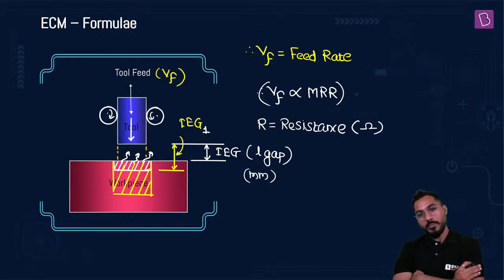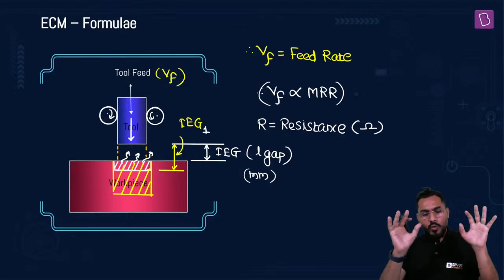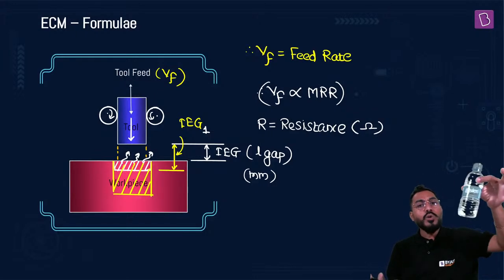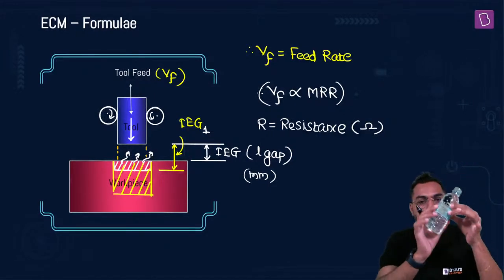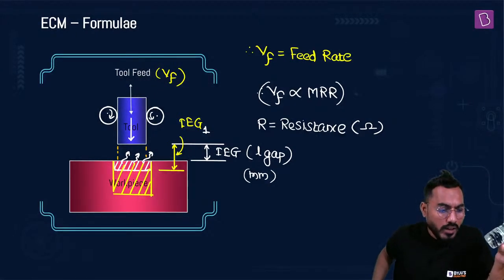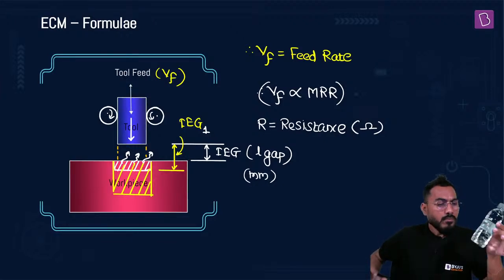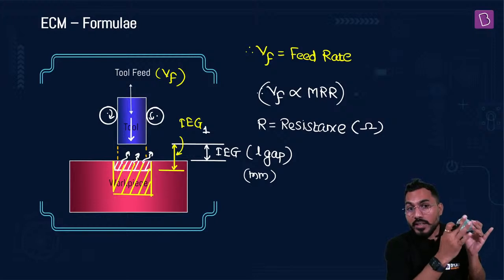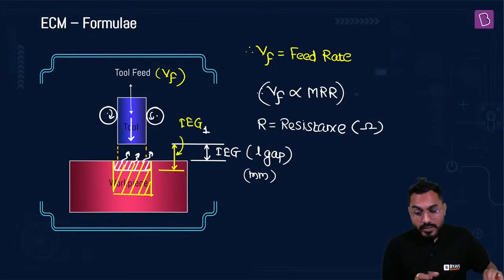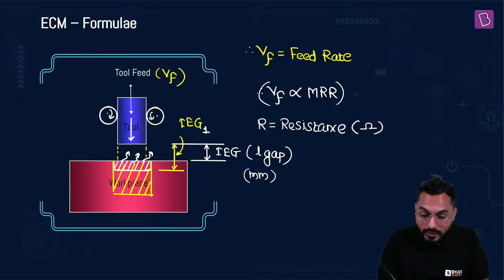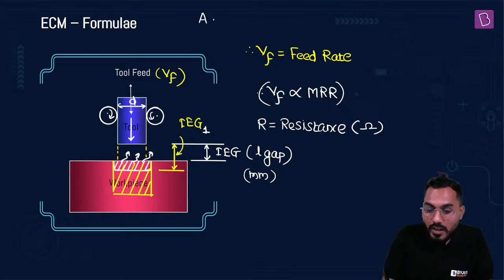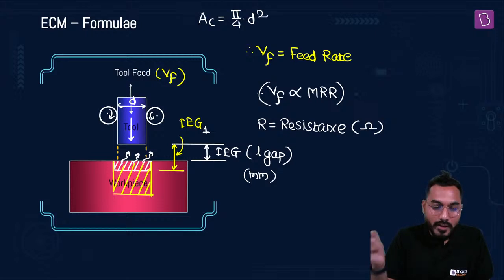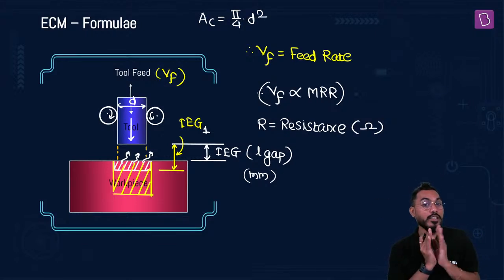Is it true? Yes. Now suppose the tool I'm selecting is cylindrical, having a certain diameter. A cylindrical body will have a diameter, is it accepted everybody? Yes. If it is a cylindrical body, it has a certain diameter, which means it has a certain cross-section area. For a cylindrical tool with diameter d, the cross-section area is exactly equal to pi by 4 into d square. This is the cross-section area.